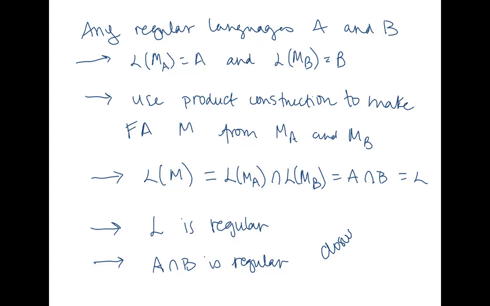So this right here shows closure under intersection, and that's very exciting. This means if I start off with any two regular languages and I take their intersection, the resulting language is regular. And that's it.